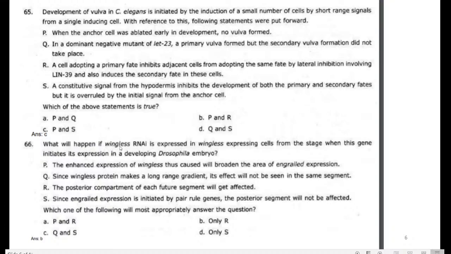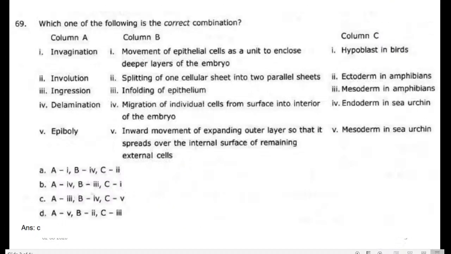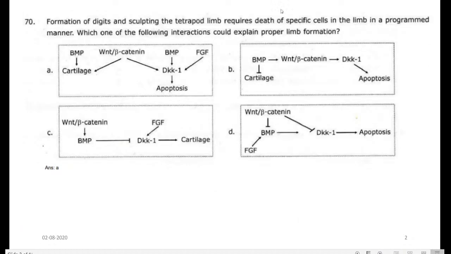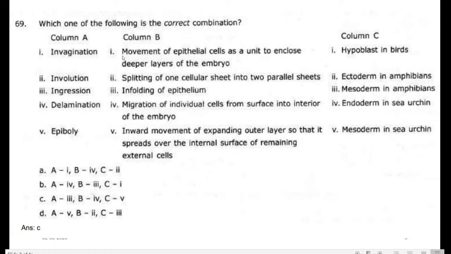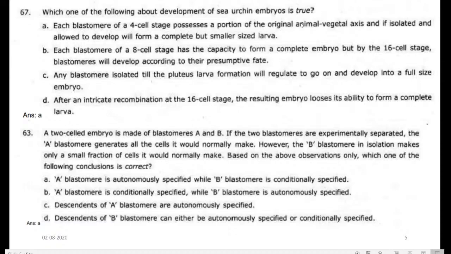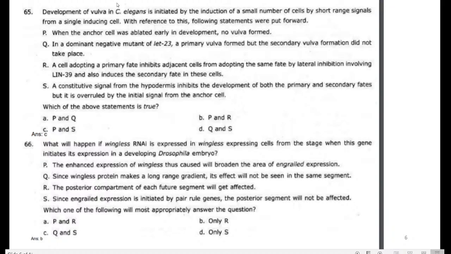What will happen if wingless RNA is expressed in wingless expressing cells from the stage when this gene initiates its expression in a developing Drosophila embryo? Here I want to let you know one thing about this stage. These are the embryo development stages, and this is a well studied system in developmental biology. And C. elegans, Drosophila, these are all organism groups, and in each family some species are studied.